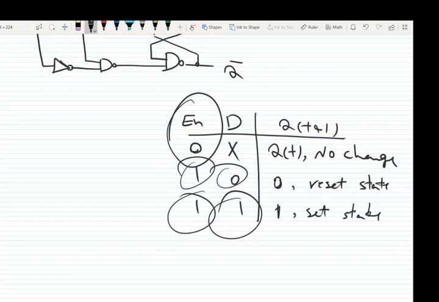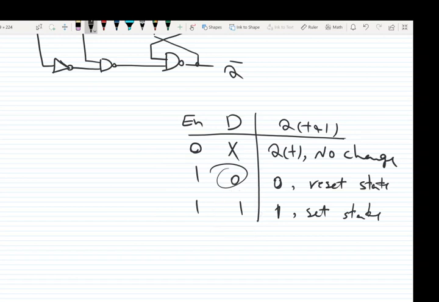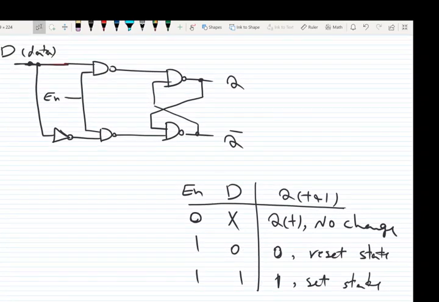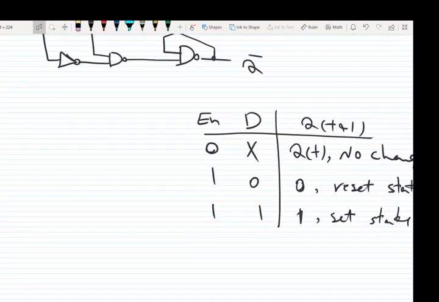If we want to have no change, to keep the information as is, we simply set enable to 0. So you see that we don't have the condition 1 1 anymore in this circuit, so we don't have any of the problems which result in the indeterminate output in SR latch.